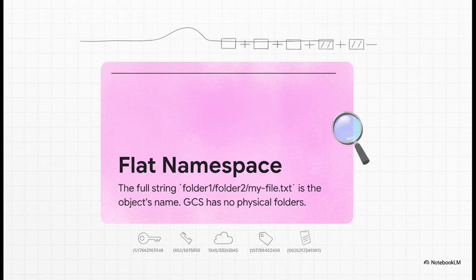That means the object's actual name is the entire string: folder1/folder2/my_file.txt. Those forward slashes, they have no special meaning to GCS. They're just characters in a really long file name. The folder structure you see is just a helpful trick the user interface plays on your eyes.